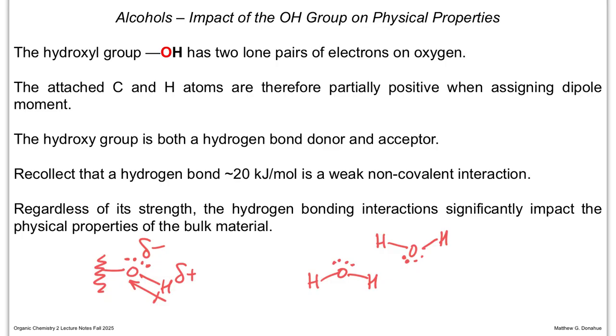So why does the OH group affect that so much? With a blue dotted line from one lone pair to an H, I'm going to call that the hydrogen bond.